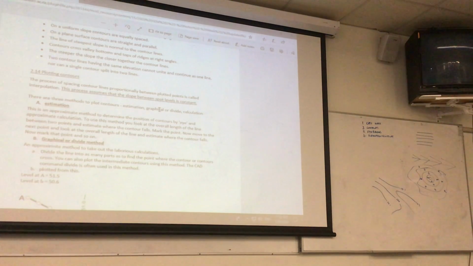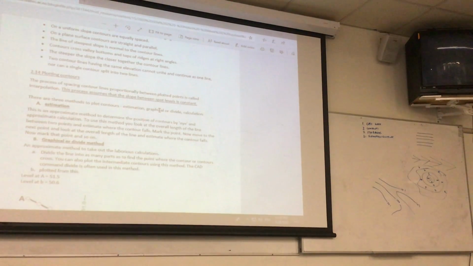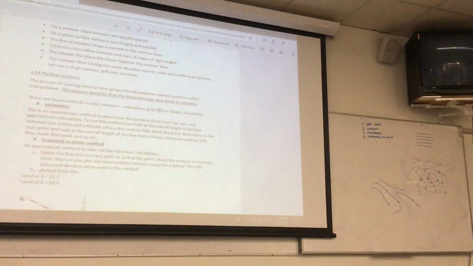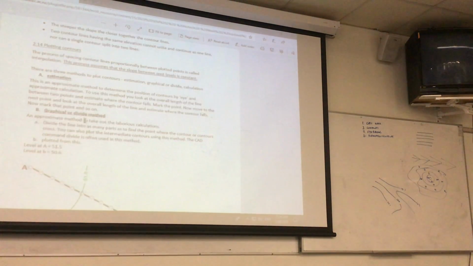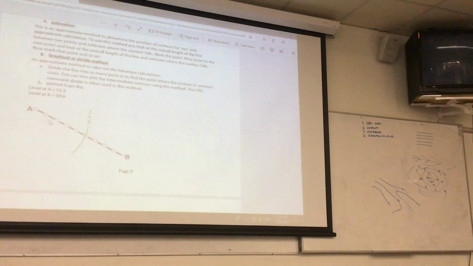There's the estimation one, which we're going to do a little exercise in a minute. There is the graphical one, which is where you get your calculator out and you start dividing the line up, and you mark on the line exactly where the point is that the contour crosses. And then lastly, the graphical one is where you use the divide command in AutoCAD.